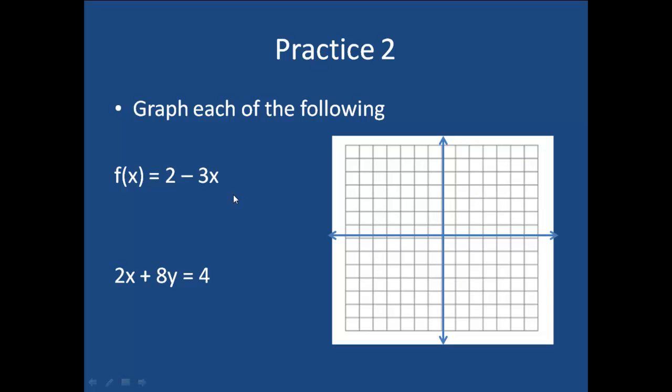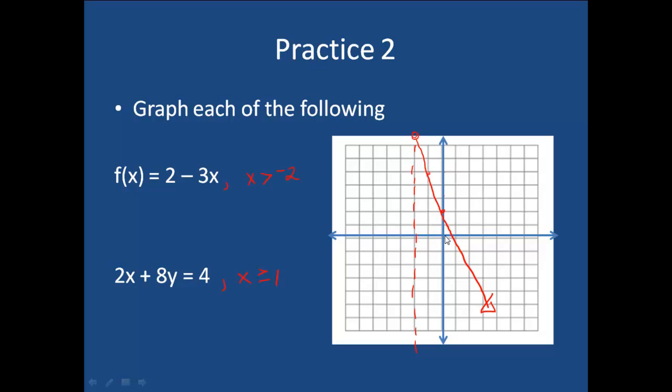Hey, here's another set of practice problems, and let's make the domain restriction on this one x has to be greater than -2. And on the one down here, let's do x is greater than or equal to 1. So go ahead and pause the video for each of these and see what you come up with for the graph.